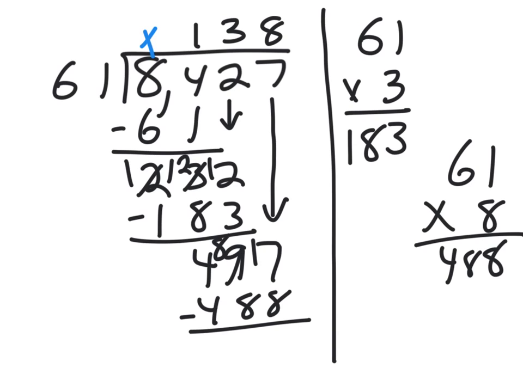Got to borrow. 17 minus 8 is 9. 8 minus 8 is 0. 4 minus 4 is 0. I've got 9 is less than 61. I've got no more numbers to bring down. Remainder of 9.